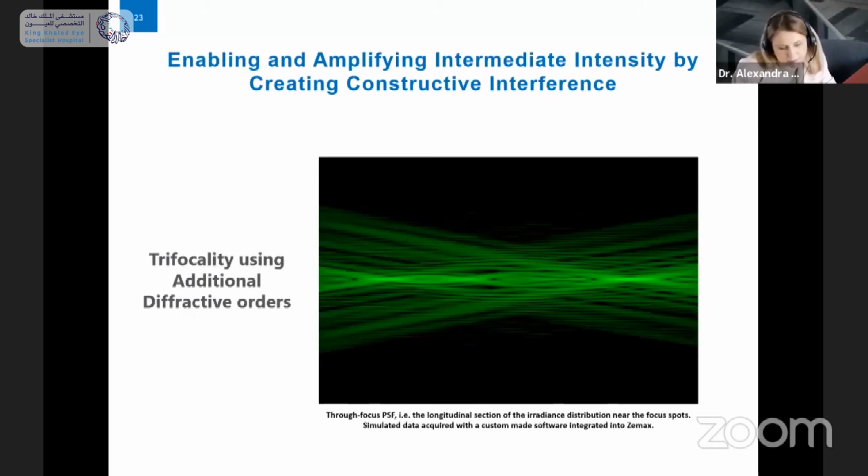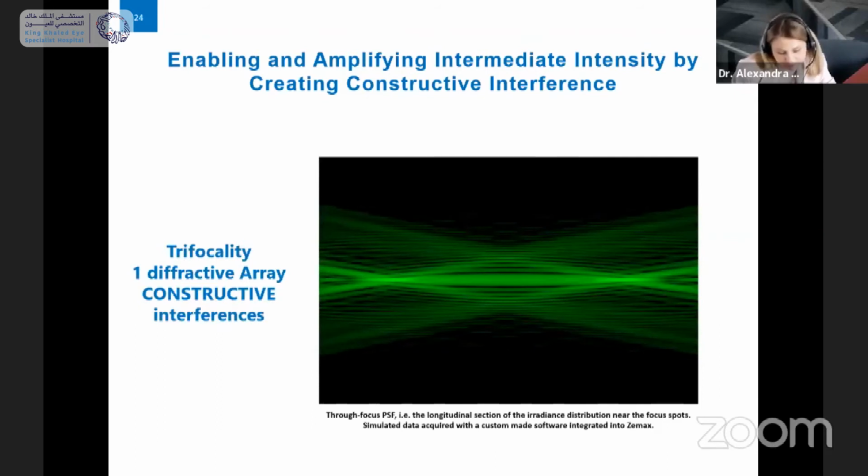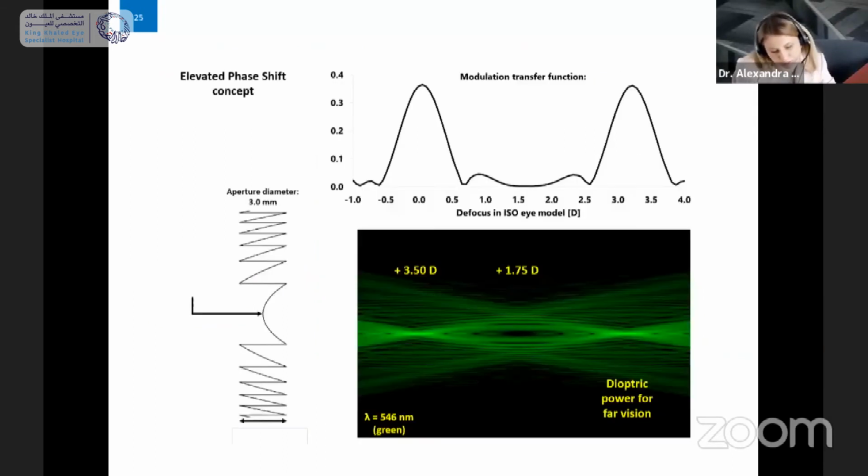This is a traditional trifocal lens with near and far focus, and energy created with the second diffractive array in the middle. And this is the technology which uses constructive interference. So this is the far focus, near focus, and with constructive interference, you gain a very nice amount of energy in the middle.